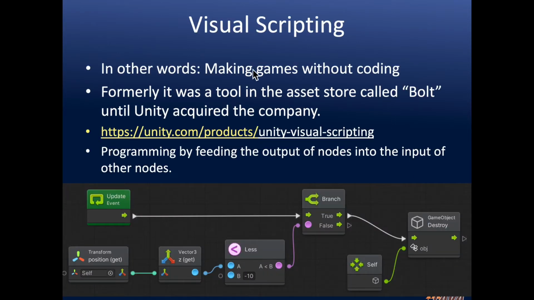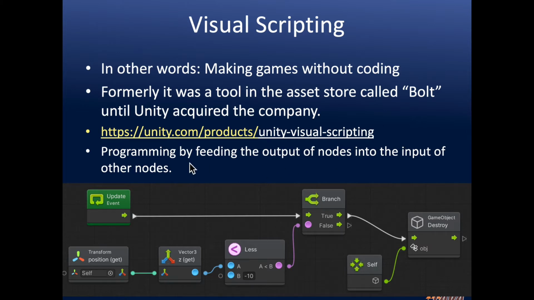So in a nutshell, visual scripting basically means making games without coding or making programs without coding. Previously, it was a tool in the asset store called Bolt until Unity basically bought the company, and now it's integrated permanently into Unity. So this website actually has a little more detail about how to do visual scripting and a bunch of deeper tutorials as well that you may want to take a look at.